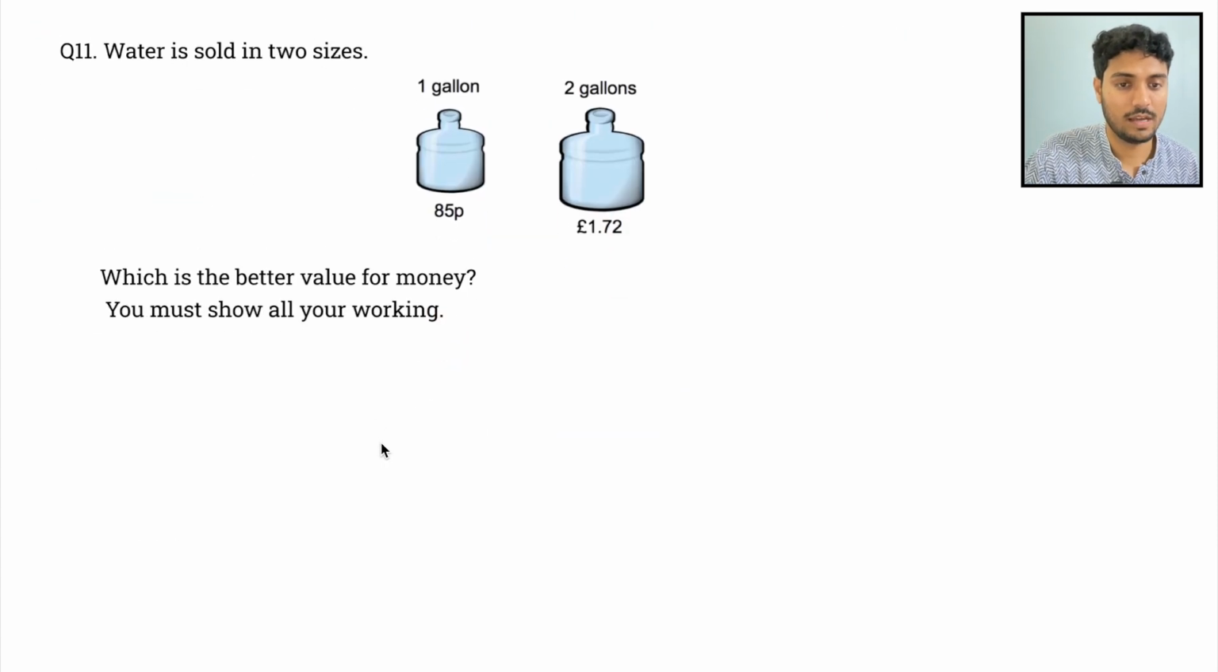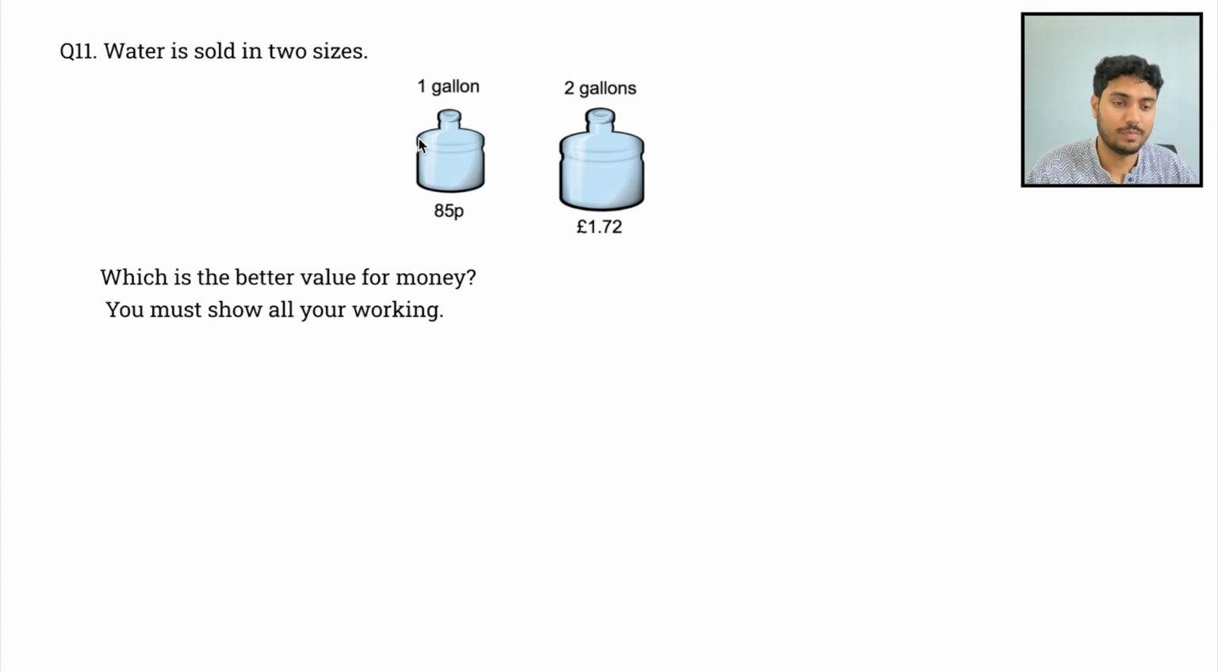Let's check the next question, and now we have best buy options. Best buy option question. It says water is sold in two sizes: 1 gallon 85p, 2 gallons 1.72. Which is the better value for money? You must show your working.